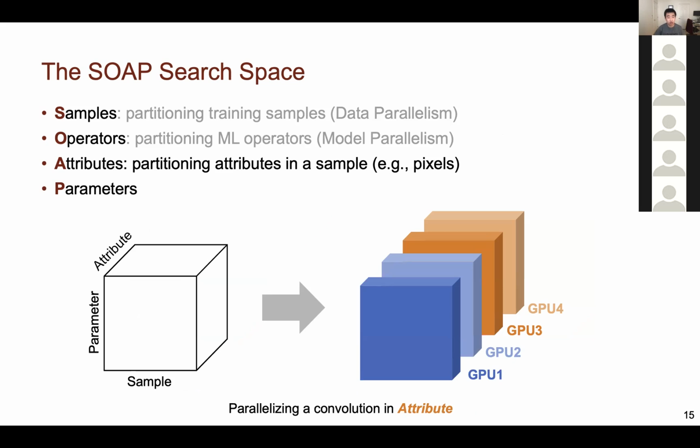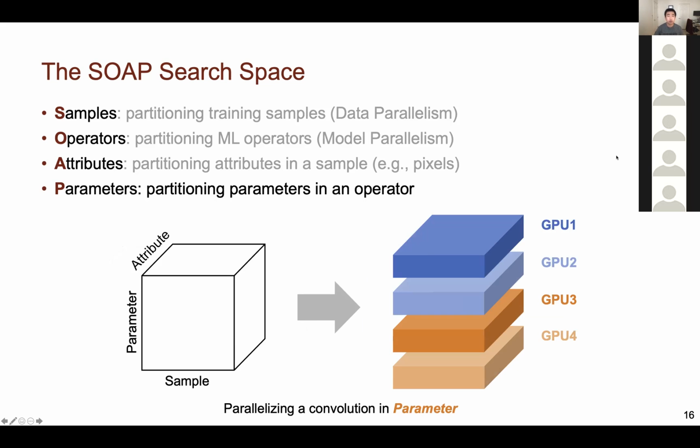So the third dimension is called the attribute dimension, which considers partitioning model attributes within a training sample. You can simply think of attributes as pixels. So if you have a high resolution image, you can partition the image into multiple sub-images and train different sub-images on different devices. Later in this talk, I will show that this attribute dimension is very critical for parallelizing graph neural networks, which are a new emerging category of deep neural network models.